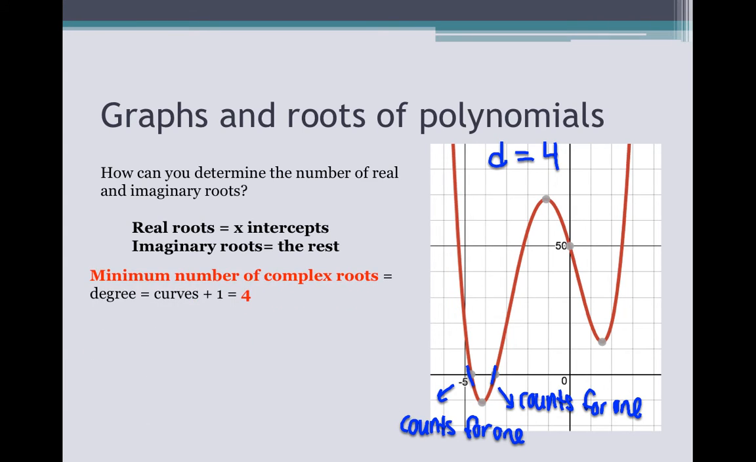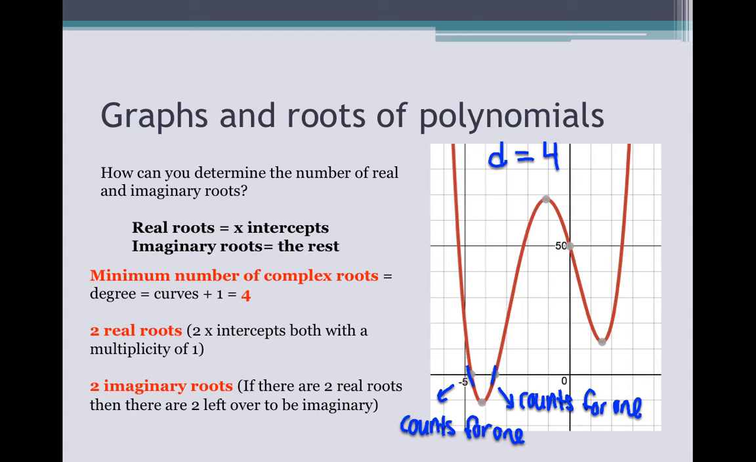Minimum number of complex roots is the degree, which is the curves plus 1, so we said that the minimum degree is 4. We have two real roots, two x-intercepts, both with a multiplicity of 1. And now that means that the other two roots must be imaginary. And you don't know what they are by looking at the graph. You just know that there's two imaginary roots.